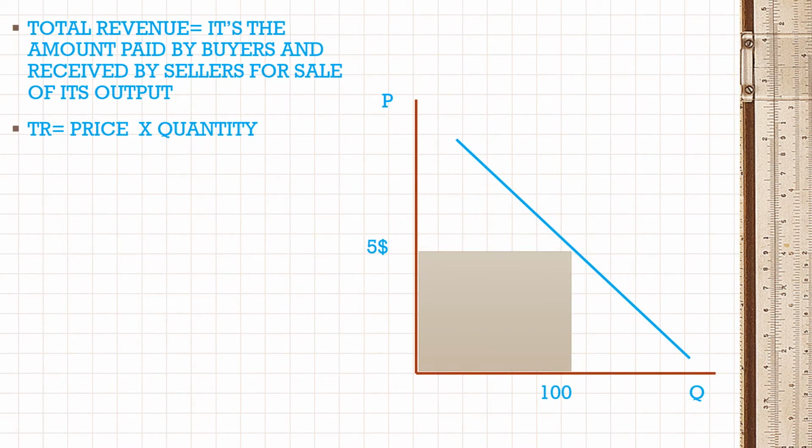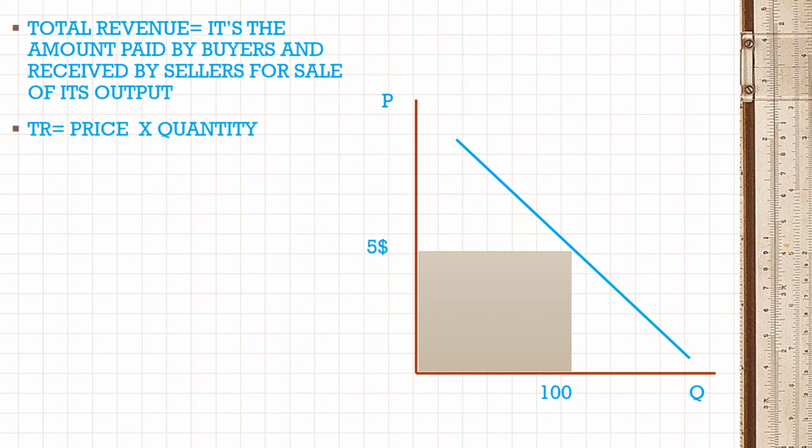So to analyze those scenarios, first it's important to understand what total revenue is. In simpler words, it's the amount a firm receives for the sale of its output. Or you can say it's the amount paid by buyers and received by sellers of a good. And it's computed via this formula: price times quantity.